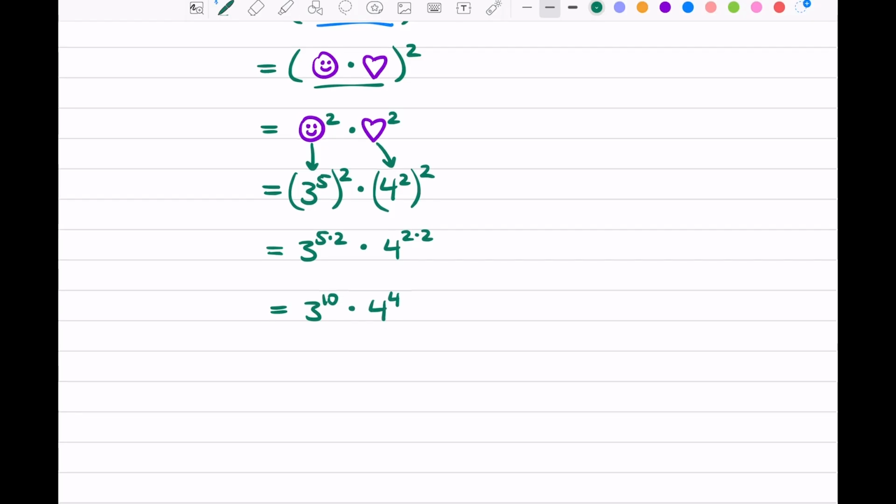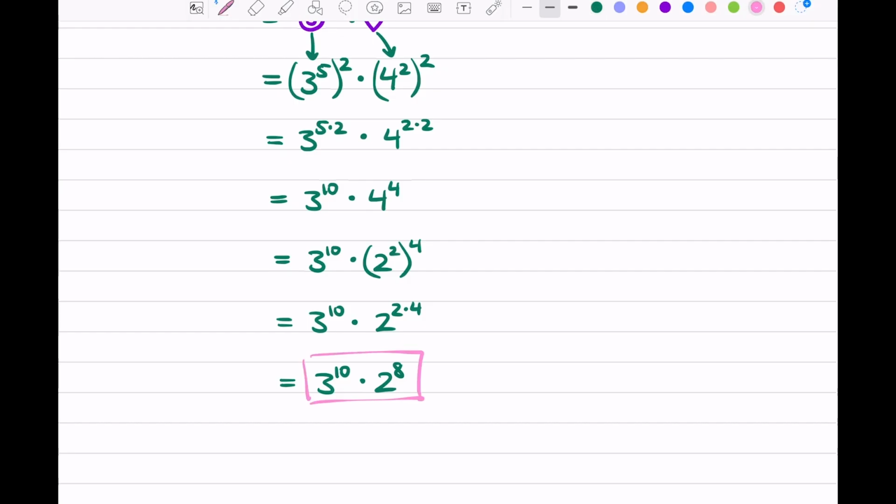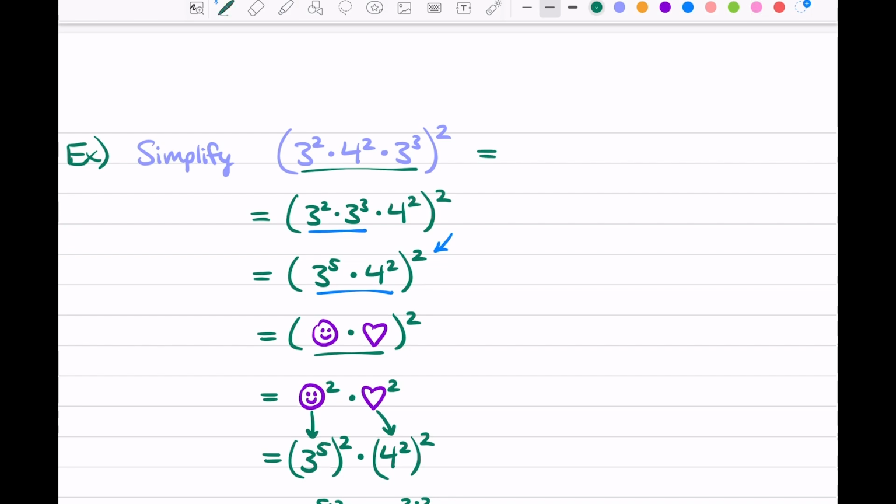And we can simplify this further. You might notice that 4 is the same as 2 squared. So we can rewrite this piece. Now we have 2 squared to the 4th power, which we can rewrite as 2 to the 2 times 4. And now our final answer would be 3 to the 10th times 2 to the 8th. So we took the messy expression from before and condensed it down to 3 to the 10th times 2 to the 8th.